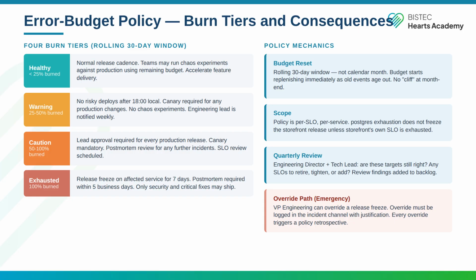The quarterly review cadence closes the loop. A target you set in month 1 based on a guess about user expectations should be revisited after 3 months of real data. Tightening a target when you've consistently overperformed costs you nothing. Loosening an aspirational target frees up engineering headroom for the next reliability investment.